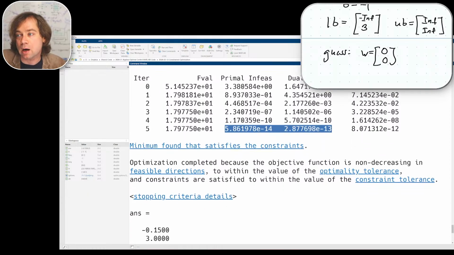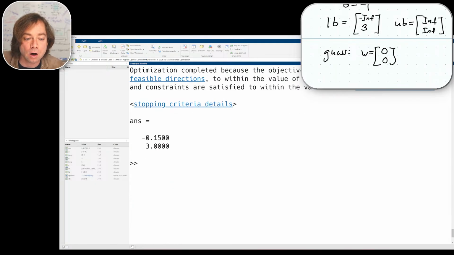Now, for quadprog, this is less important because quadprog is so good, often you can just set it and forget it. If quadprog doesn't solve, it's probably your fault. It's probably set up wrong. It might not be a quadratic program. It might not be a feasible quadratic program. I'll tell you what I mean.